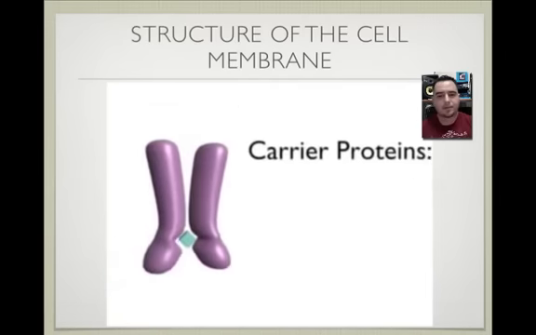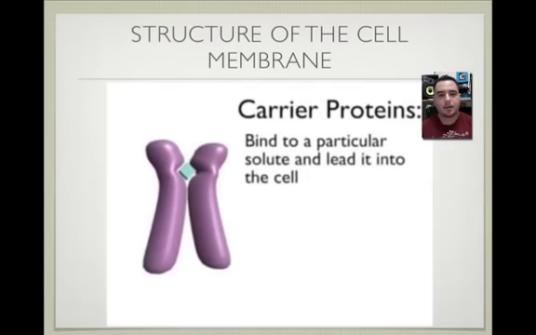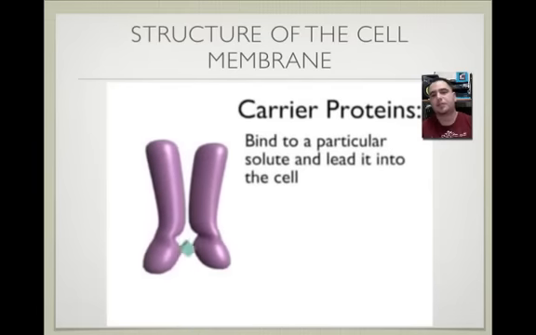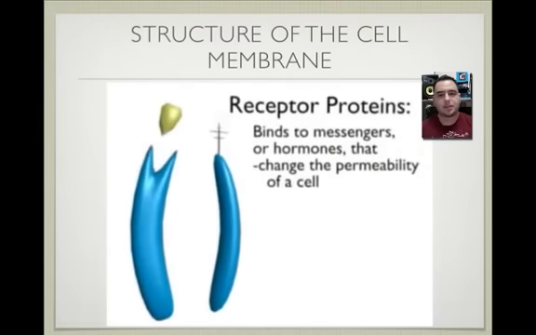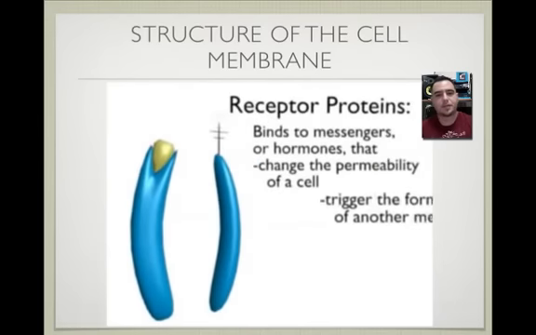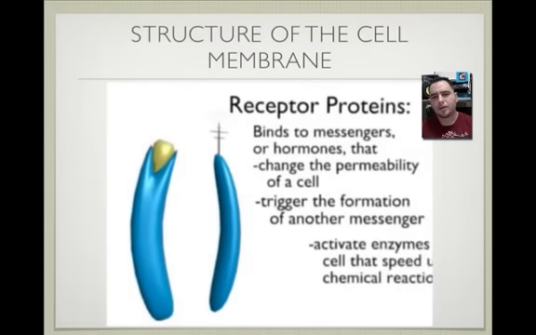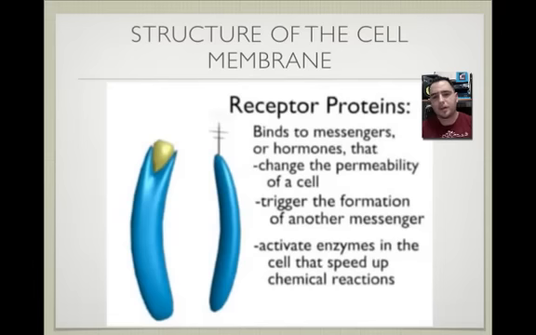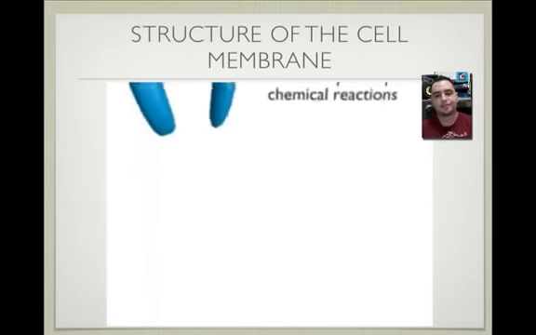Here's another type. This is called a carrier protein. This is used in facilitated diffusion that you're going to see later on. It binds a molecule, changes a little bit, and allows things in. This is a receptor protein. You don't have to worry about this one, but these are important. When the messenger or hormone lands on it, like you can see, then it allows other substances to enter.